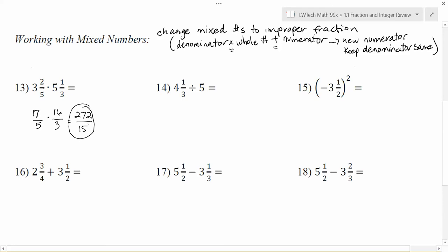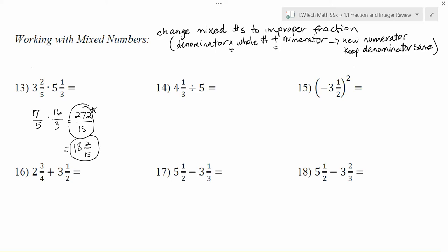For the purposes of this class and this assignment, leaving your answer in this form is totally appropriate. If you'd like to change that back into a mixed number, which is sometimes nice since we started with mixed numbers, see how many times 15 goes into 272. In this case, it goes in 18 times. Then you need to see how many leftovers you have. 18 times 15 is 270, which means there's 2 left over, so we'd have 2/15. Again, this format is fine for an answer, but if you wanted to change it back, that's all you do. How many times does 15 go into 272, and then how many leftovers are there?